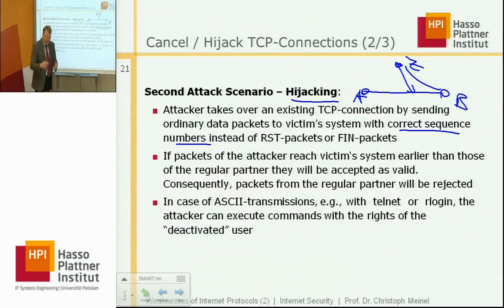When the connection is an ASCII transmission, like in the case of telnet or remote login, the attacker can execute commands with the rights of the deactivated user. So there is an early phase of authentication, for example establishing a connection, then authentication, and then they proceed on the assumption that there is real proof that A communicates with B and B communicates with A. If the attacker is able to jump in, he gets all the rights that A has.